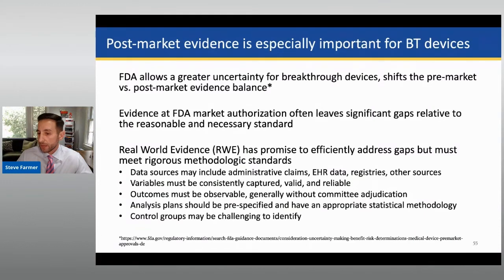Real-world data may be derived from multiple sources, but most commonly they come from administrative claims, electronic health records, and registries. In the future, other variables may be derived from wearables and smartphone applications as well, and it will be crucial for us to assure that those additional data elements are valid and reliable when they become available. As a core principle, variables derived from these sources must be consistently captured, valid, and reliable. Important outcomes must be observable in the data and must be clear-cut. In other words, outcomes in real-world evidence generally can't be outcomes that require committee adjudication, as may be the case in some clinical studies.